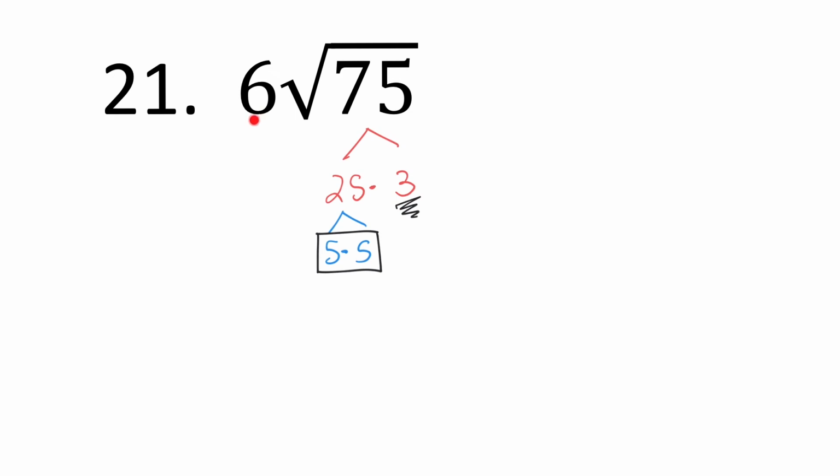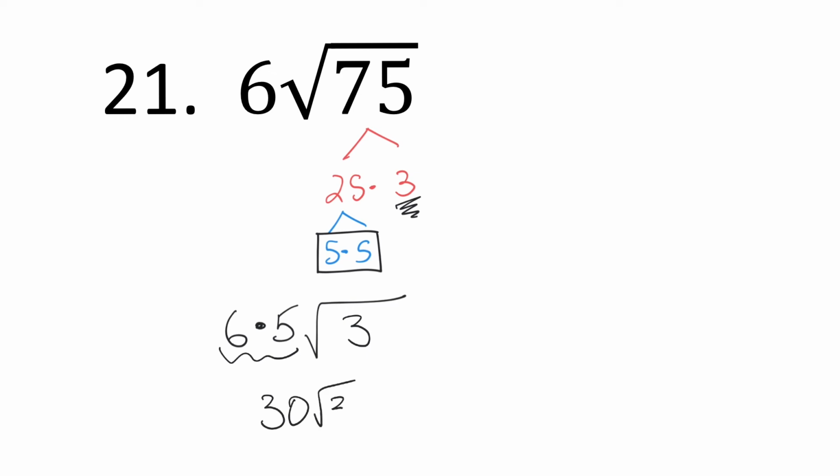So the number outside of the radical, you have to keep it. So I'm going to put the radical first. I'm going to keep the 6 and I'm going to multiply by the pair of 5s. So the 5 goes outside, but you need to bring down the 6. Inside, you will have the 3. So you have square root of 3, and then you multiply 6 times 5. Outside of the radical, that's 30. And then we have square root of 3. So my answer is 30 square root of 3.